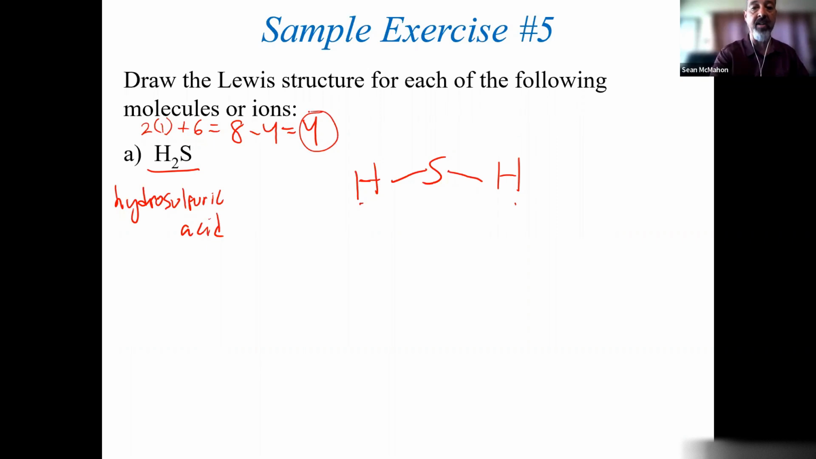I add them to the central atom to make an octet for the central. So sulfur has 2, 4, 6, 8, but I added 2 lone pairs. I added 4. I subtract 4. There's no more electrons to distribute. And when I look at this, this is stable. This is hydrosulfuric acid, and the sulfur has basically an octet. Very similar to what water would have, okay?